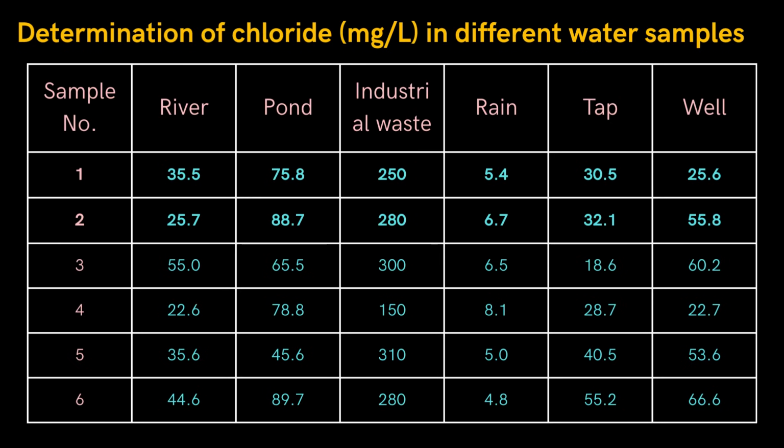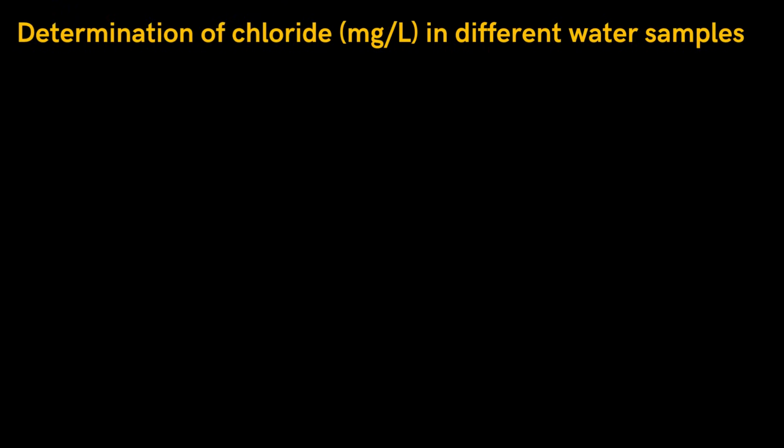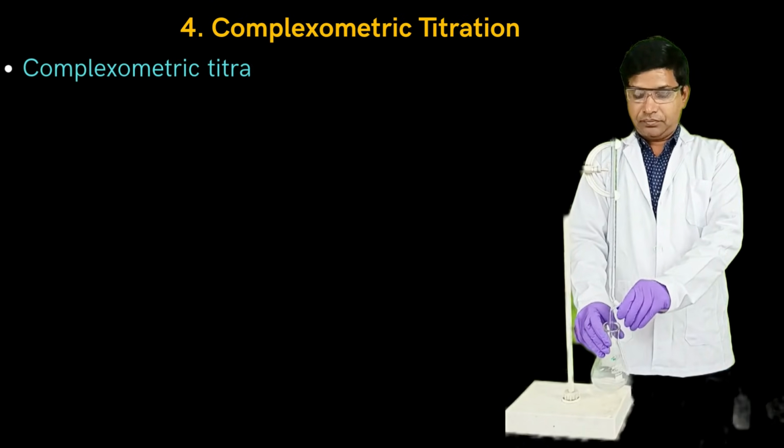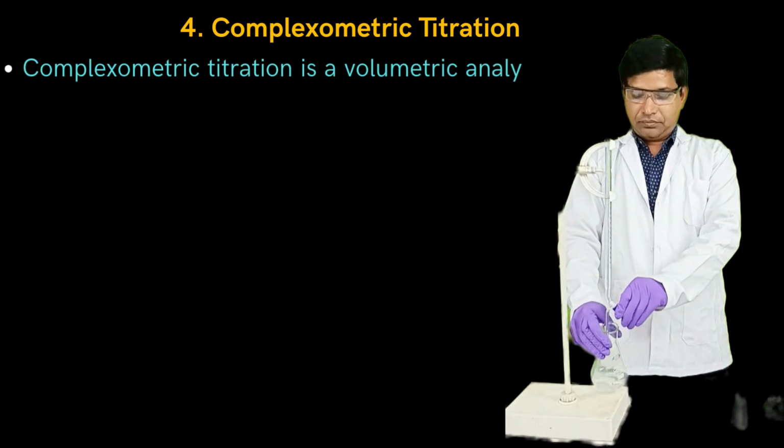The results indicate that chloride levels vary widely across water sources, with industrial waste showing the highest contamination. River, pond, tap, and well waters fall within moderate ranges, while rainwater shows the lowest values, reflecting minimal atmospheric chloride pollution. Finally, we will see here fourth type titration.